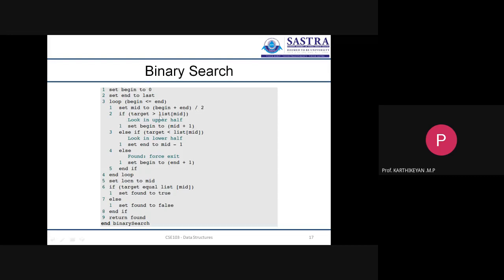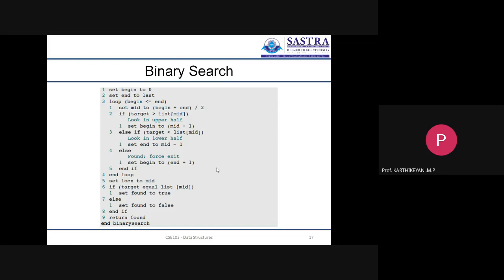If the target is greater than the middle element, we move begin to middle plus 1. If the target is less than the middle element, then we change the end value to middle minus 1. If it is not greater and not less, what is the meaning? The target is equal to the middle. In such a case we forcefully increment the begin index to end plus 1. Why do we do this? Then only the loop will break. Otherwise, we can explicitly give a break statement also, which we will use in C.